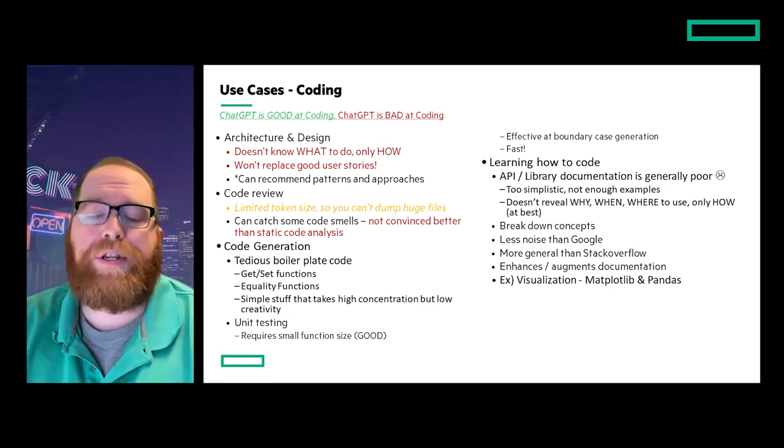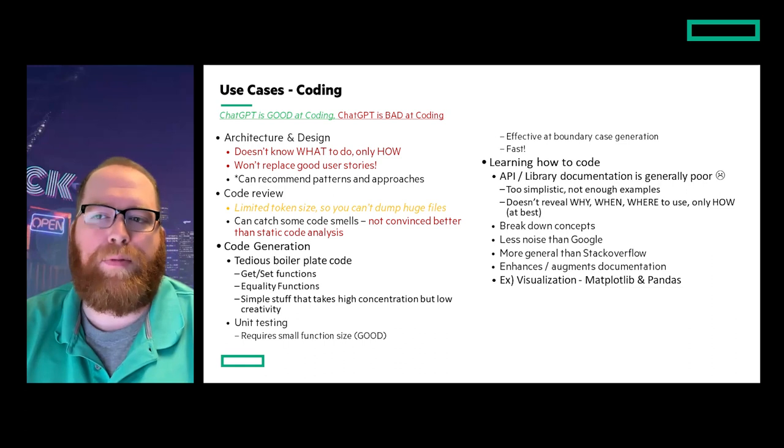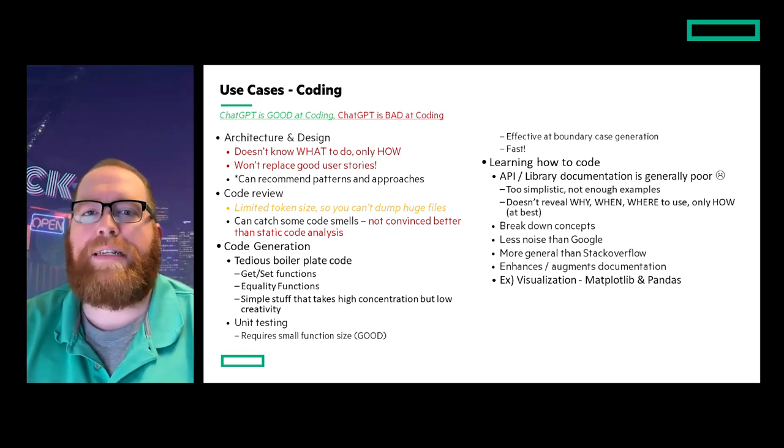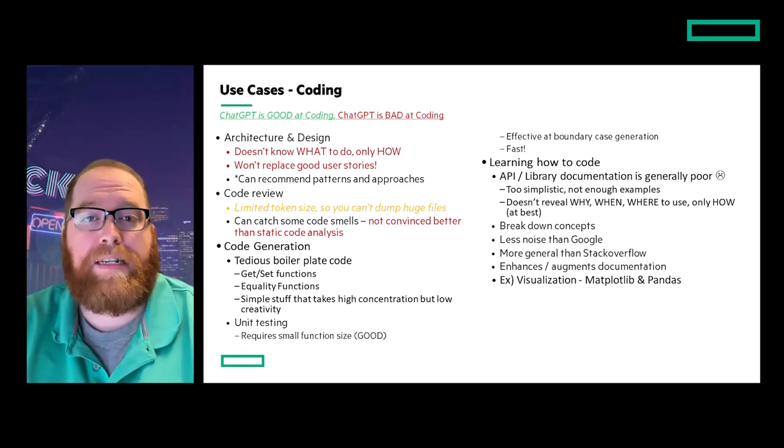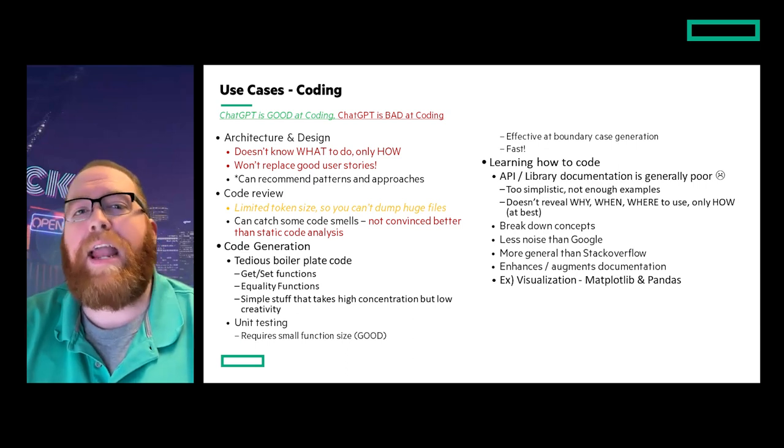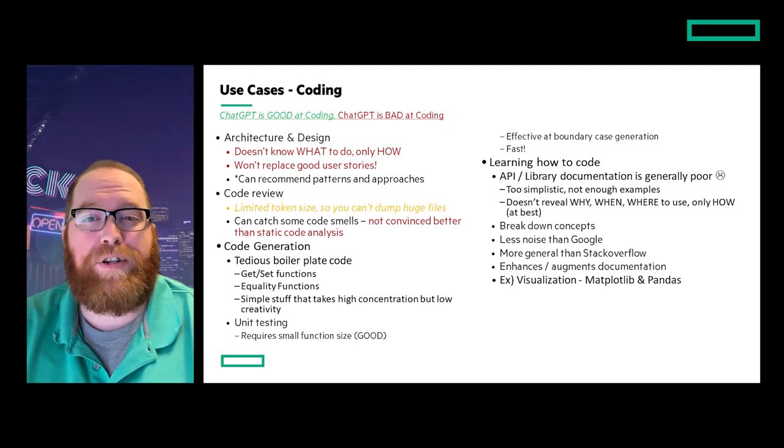But specifically, I use code generation for tedious boilerplate code. And this is stuff that takes high concentration. If you make a mistake, it's obviously wrong. It'll be broken. It can be hard to find, but it's low creativity. It's high tedious types of things. And equality functions, getters and setters, I think it does a pretty good job at that.